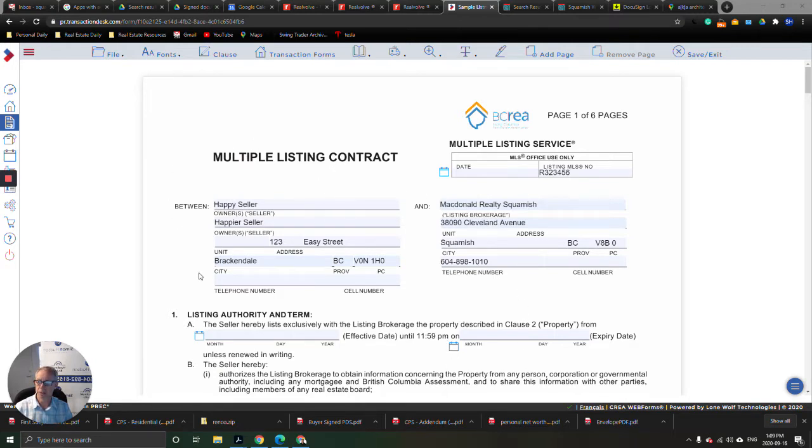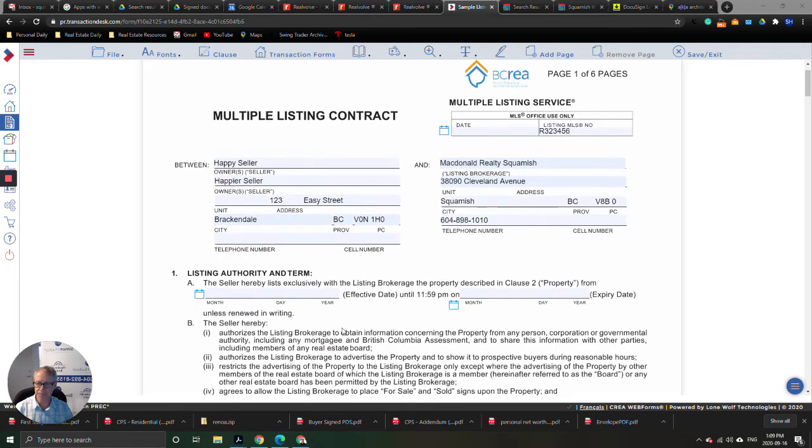So this is the multiple listing contract. It is between the seller here and McDonald Realty. Although it is between McDonald Realty and yourself, further in the contract it stipulates that it's actually an agreement with myself working for McDonald Realty, and not with McDonald Realty having me work as their employee. So it does describe that later on.